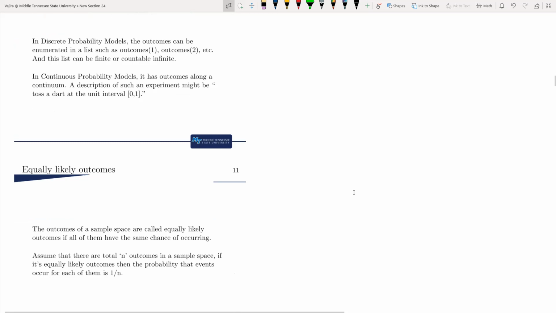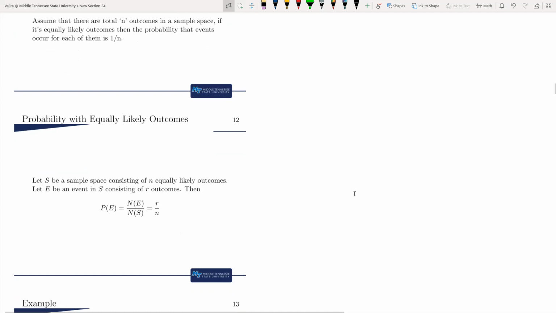Next, you have equally likely outcomes. That means any outcome in the sample space is equally likely to happen, or the probability of any outcome occurring in that sample space is equal. When that happens, the probability of a single outcome occurring is 1 over n, where n is the number of outcomes in the sample space.